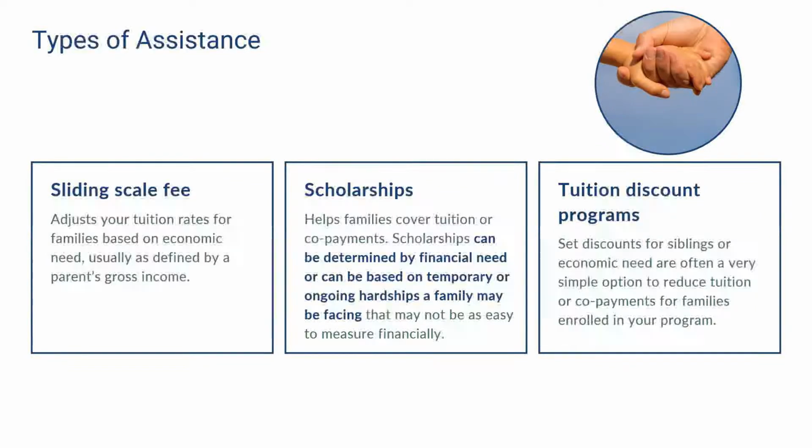Tuition discount programs, including for siblings or economic need, are often a very simple option to reduce tuition or co-payments for families enrolled in your program. For example, if you serve a family whose earnings fall below the 85% of state median income, you could offer them 25% off their copay and assistance. You could also offer a reduction for additional siblings' tuition, such as 5 to 10% off, thereby encouraging the family to place all their children at your program and also helping the family to relieve some of the economic stress of having multiple children enrolled in childcare.